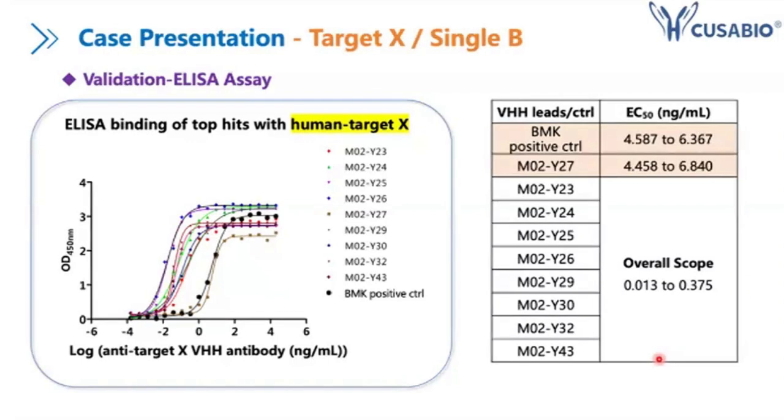For the validation, the first is the ELISA assay. This ELISA experiment is to find the hits and confirm that they bind to the human target X.